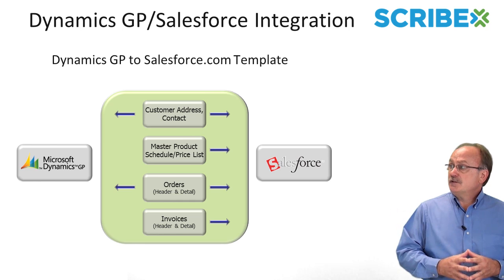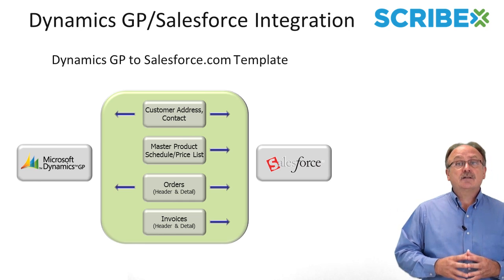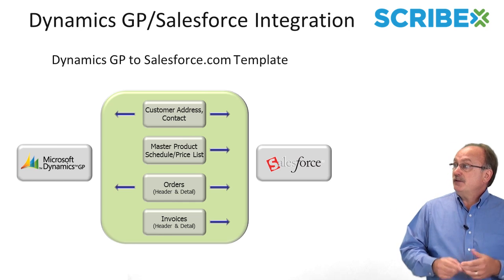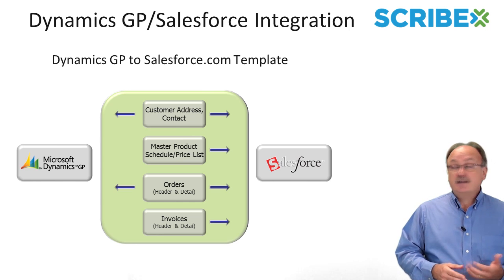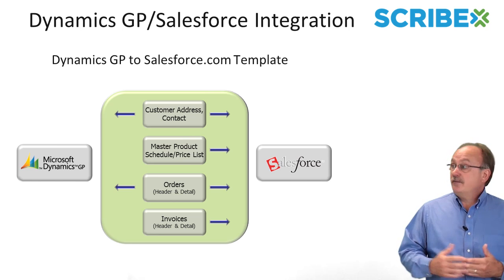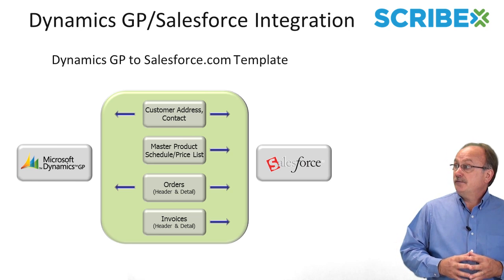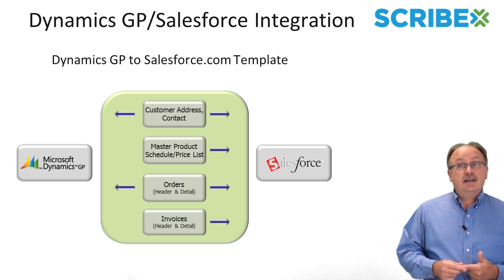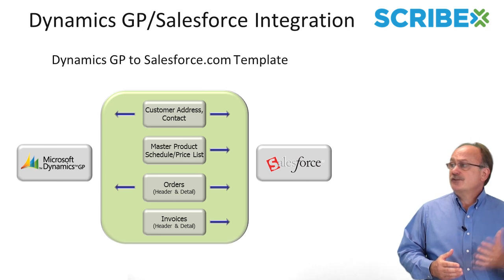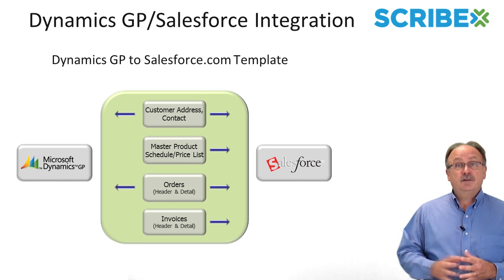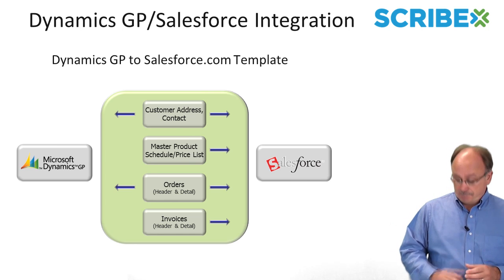The touch points, as you can see, a couple of those boxes there in the center are bidirectional. Specifically, customers, addresses, contact information, as well as orders, header and detail information going in both directions. From a unidirectional perspective, you can see that the product catalog as well as the price list is typically in a single direction from ERP. That data would flow into Salesforce as well as the invoicing process.